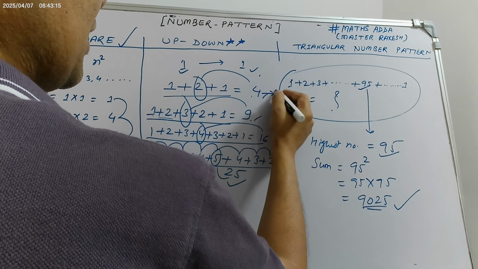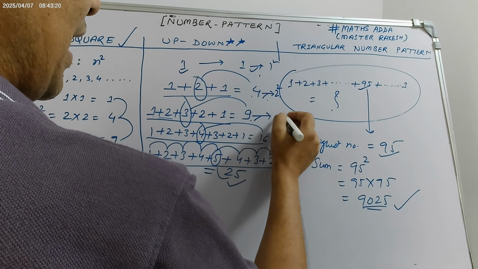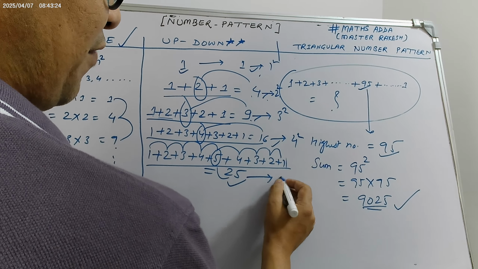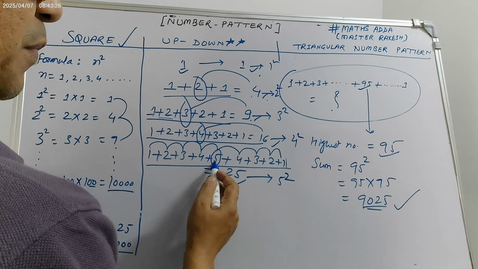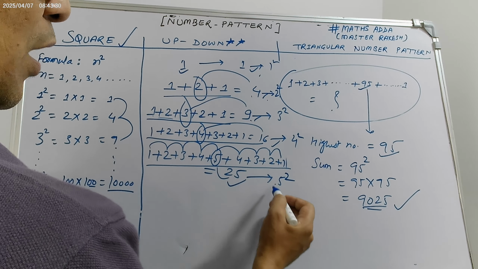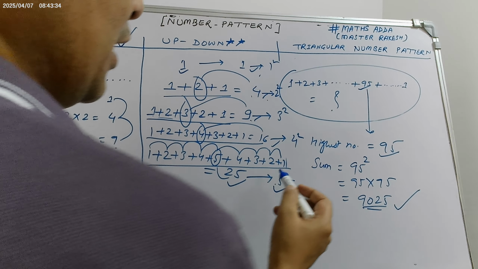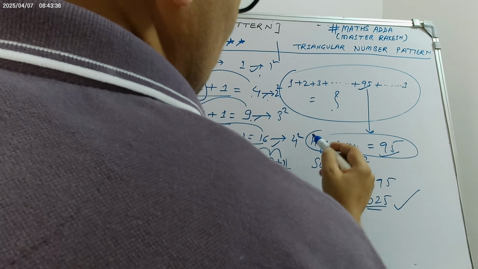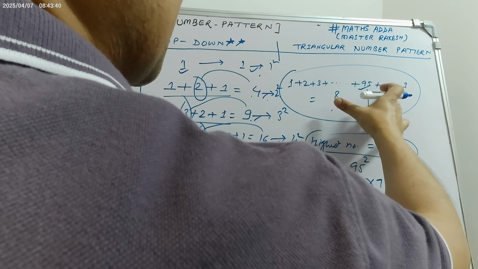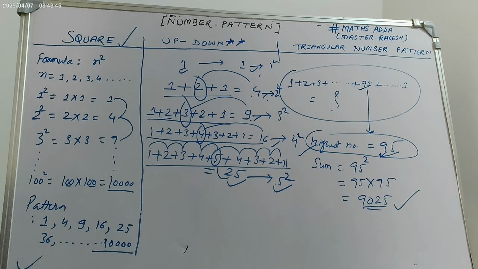So 4 means 2 square, 1 means 1 square, 4 means 2 square, 9 means 3 square, 16 means 4 square, 25 means 5 square. If you are going up to the fifth floor and coming back to the first floor, then it becomes 5 square. So you have to take the highest number, and if you have to find the sum of all these series, you have to put the square of the highest number.